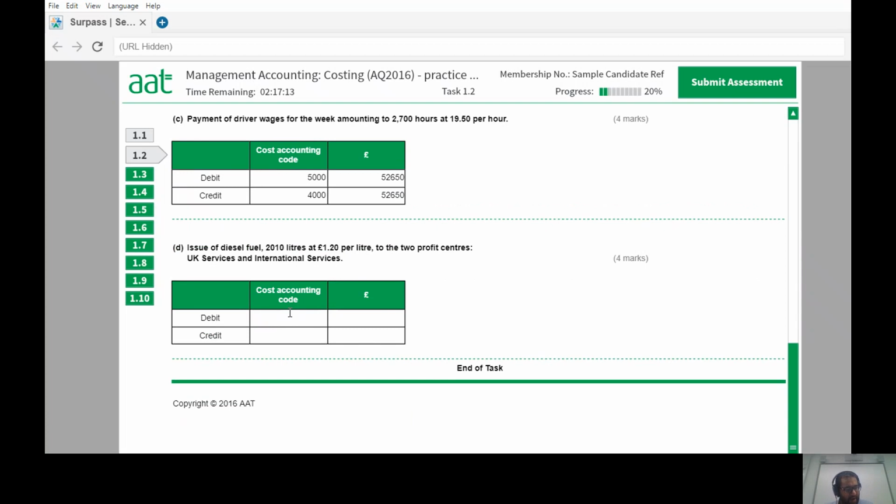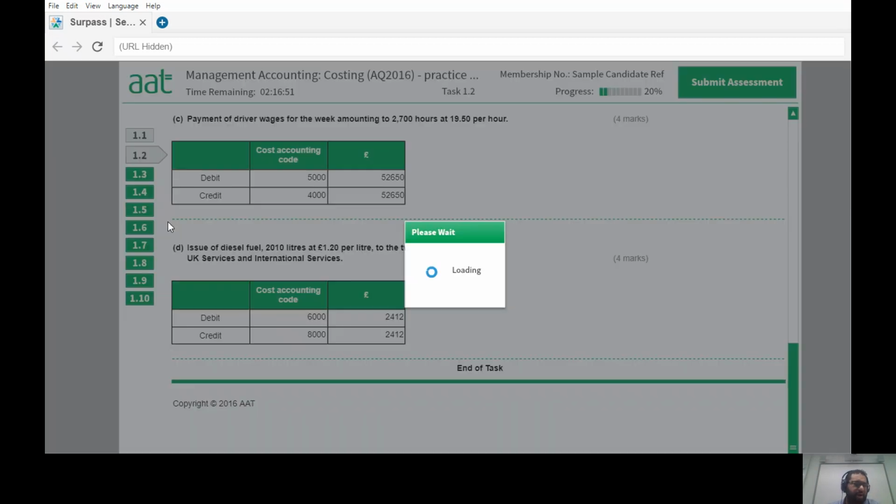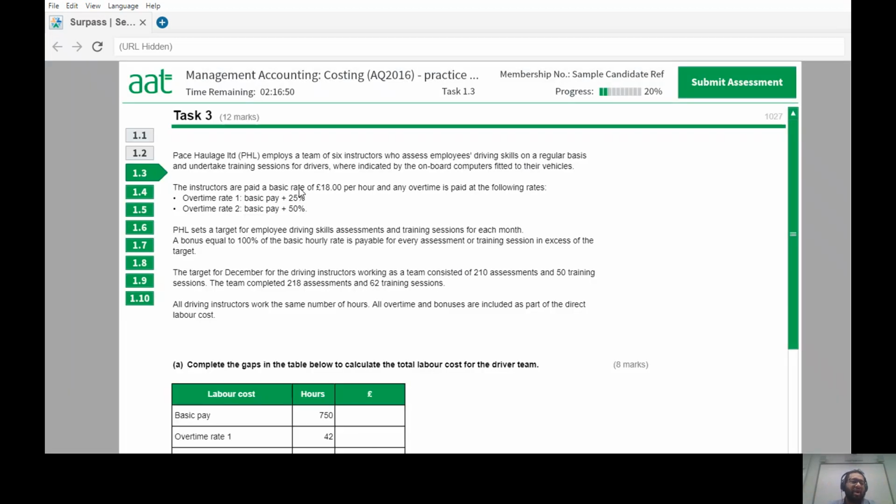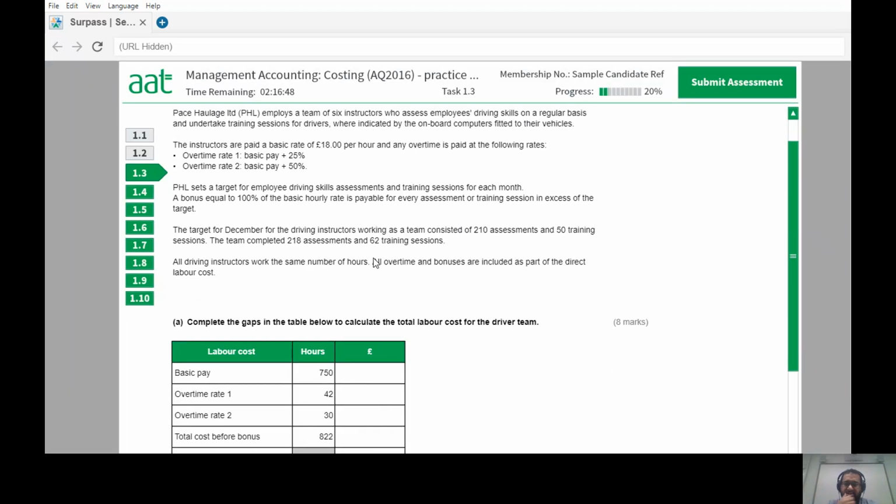So the amount is now, let me just check what it is. 2010 multiplied by £1.20, that's going to be 2,412, and the code is now 8,000 credit and 6,000 debit, because this is going to be your direct cost, and this one is going to be classed as your stores department, credited out of that stores department. Okay, so this is the part you're the management accounting, T accounts, you're going to be doing that. You wouldn't do any more than that. Now let's see this question here.